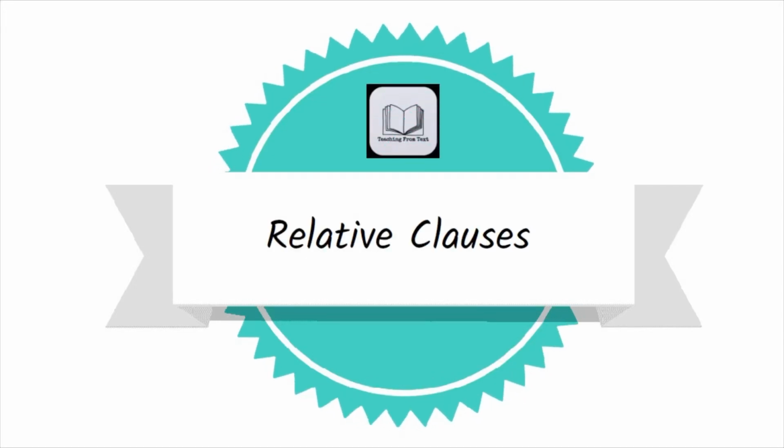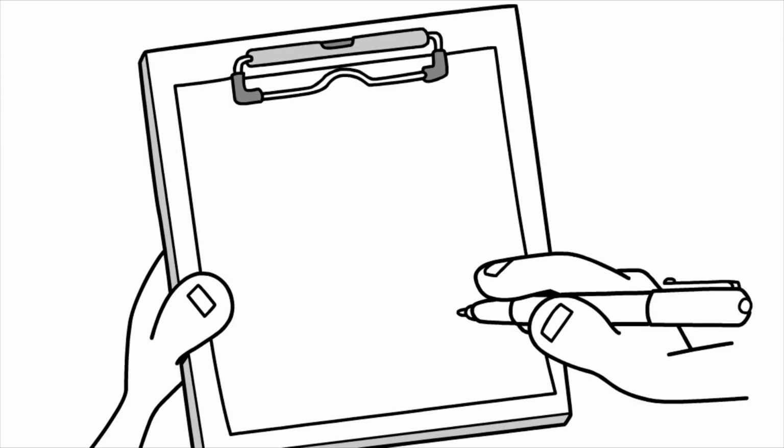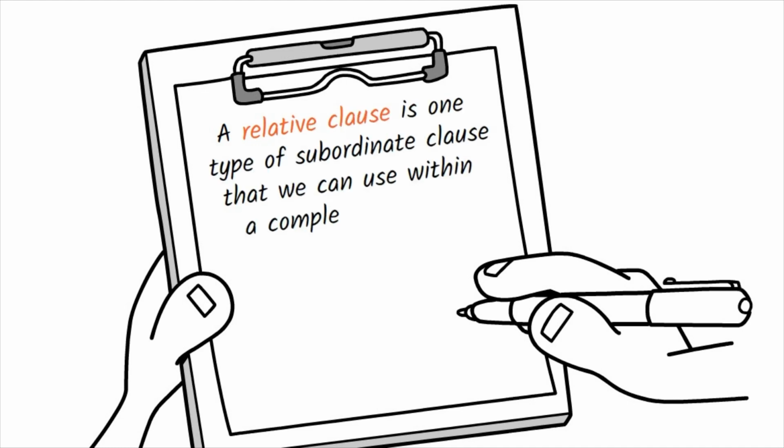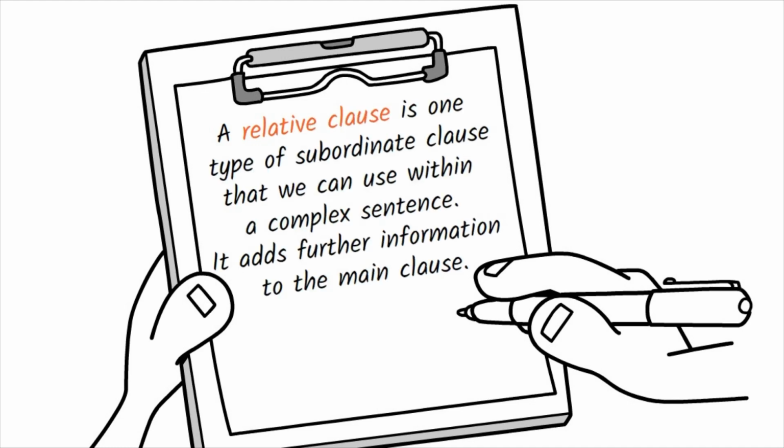Relative clauses. A relative clause is one type of subordinate clause that we can use within a complex sentence. It adds further information to the main clause. A relative clause usually starts with a relative pronoun. Let's find out what these are.